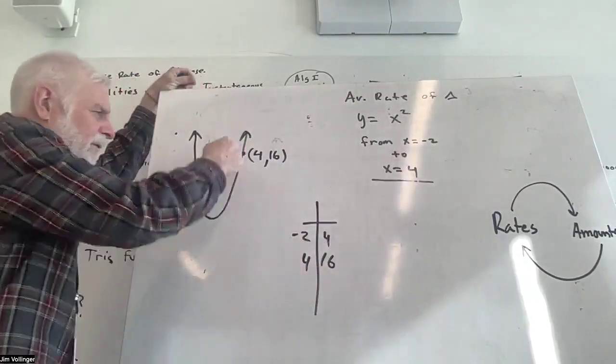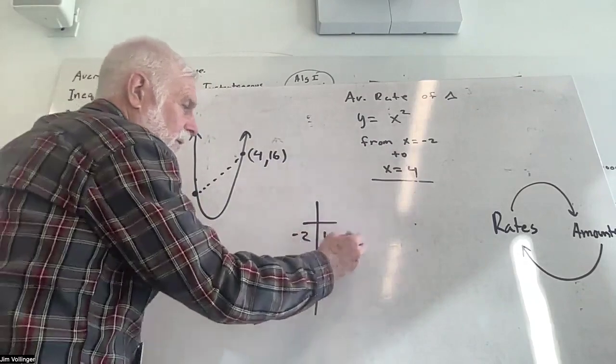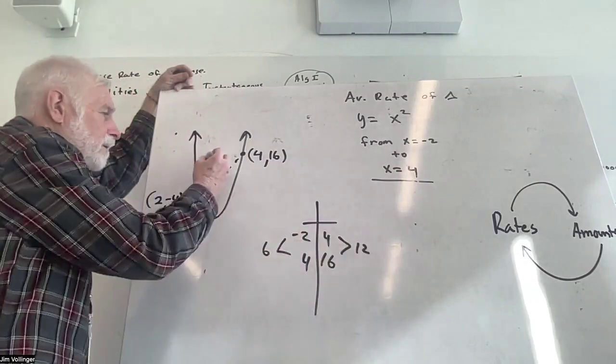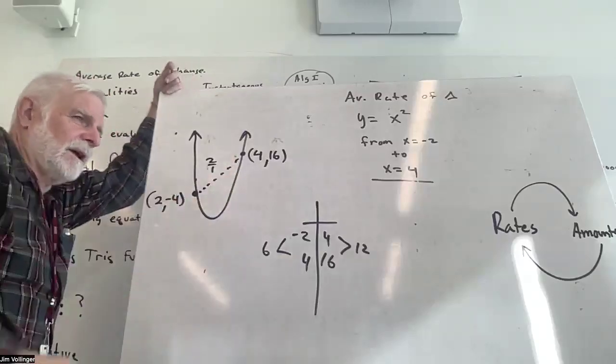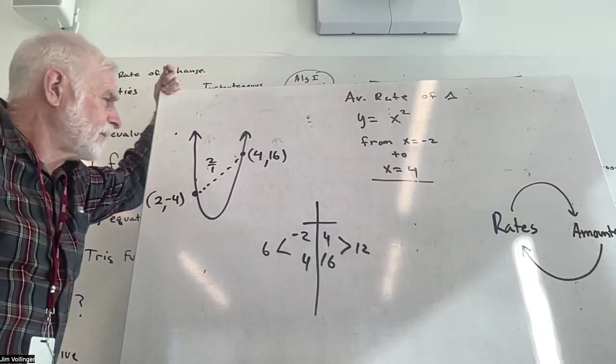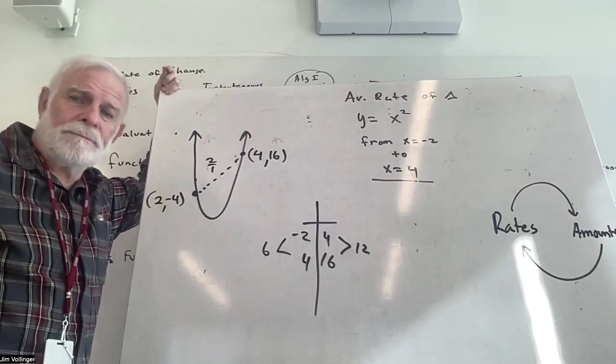I changed that because I wanted something a little different than a 1-to-1 ratio. So we're going up 12. We're looking at 6. Looks like it's 2 to 1. And this is called the secant line. I don't even know why it's called that. I probably should look it up. But it's connecting the 2 coordinates, and all you're doing is finding slope.